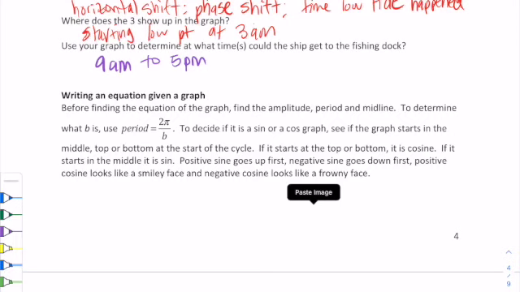We've looked at how to find the characteristics of an equation, from an equation and from a graph for our sine and cosine. And then we looked at how to use that information to get the characteristics when we're given a description. So today we're going to look at how do we create an equation from our graph.